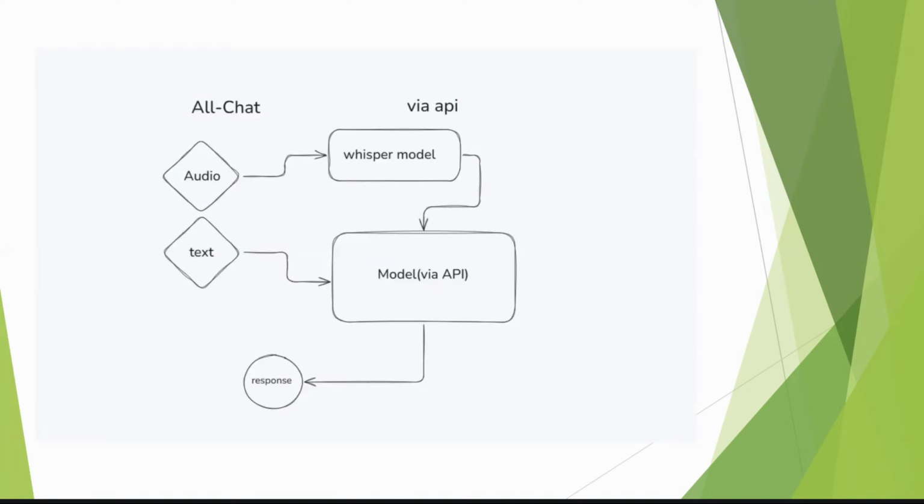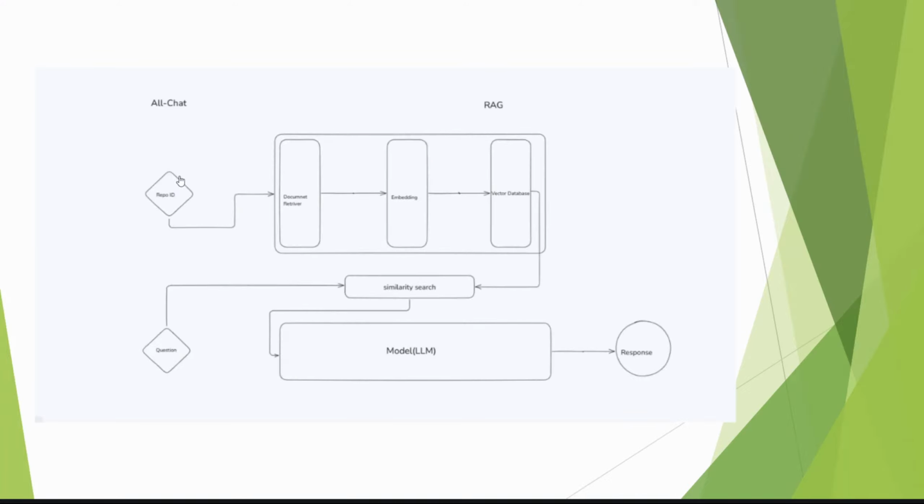Okay, so this is the API chat model, which is the default model. We can use both audio and text. When we use audio, the audio will pass on to the Whisper model. But yeah, continue on. This is the RAG app, which first extracts all the issues from the GitHub repo, then embeds it, creates a vector database, then we can ask a question with it. It performs a similarity search, then with the LLM, we get the response.